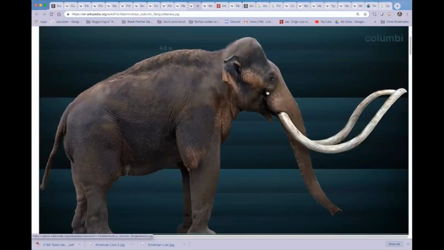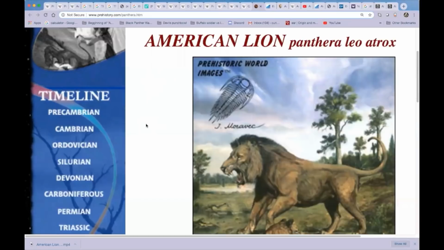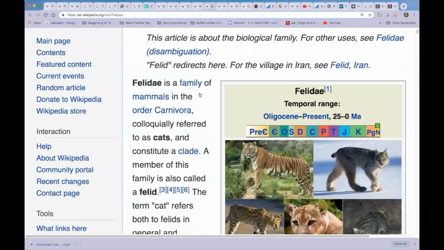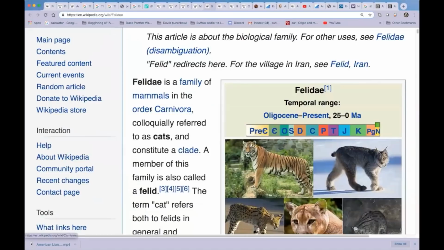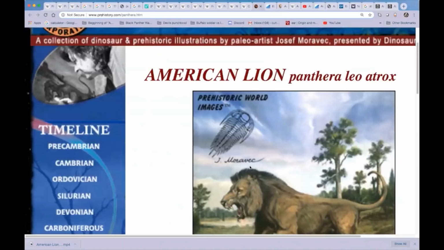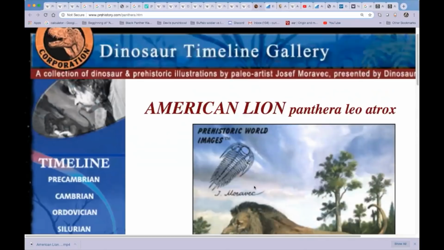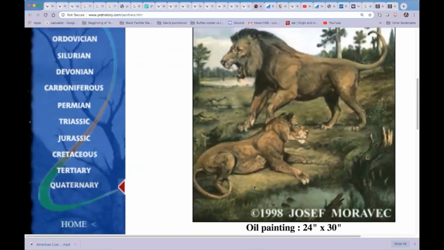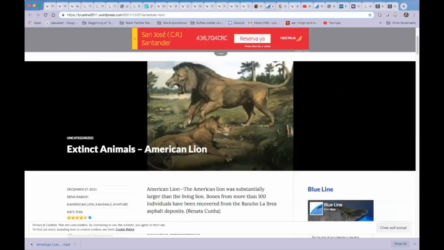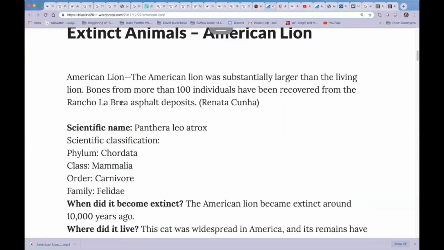I want to talk about something now. We've done a lot of correlations so far, with mammals originating here. So we're going to talk about the cat family, what they call the Felidae. The Felidae is a family of mammals in the order Carnivora. As I was just showing you on prehistory.com, we had an American lion. We had lions over here, in America. Scientists tell you straight up they don't know if it had the mane or not, so they can't say it didn't. The American lion was substantially larger than the living lion of today, which is not really native to Africa, because remember, all those came into Africa.